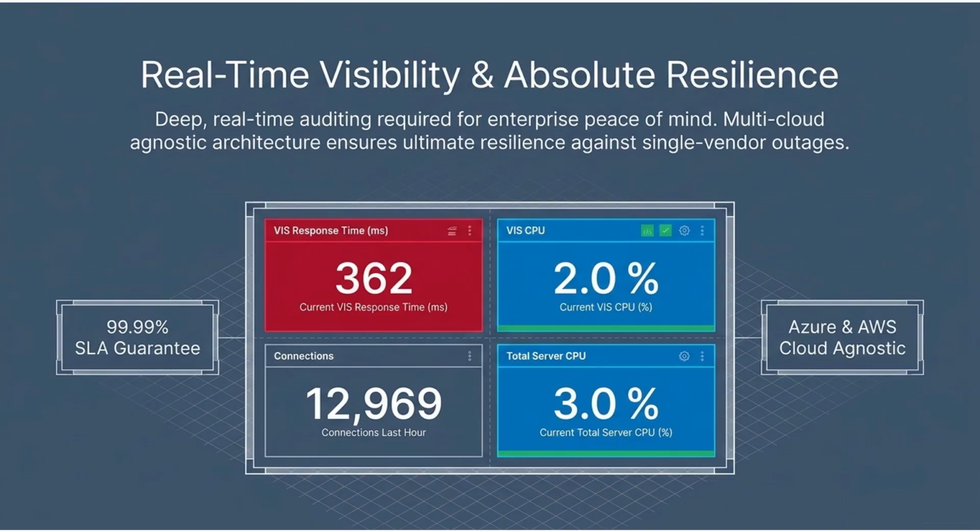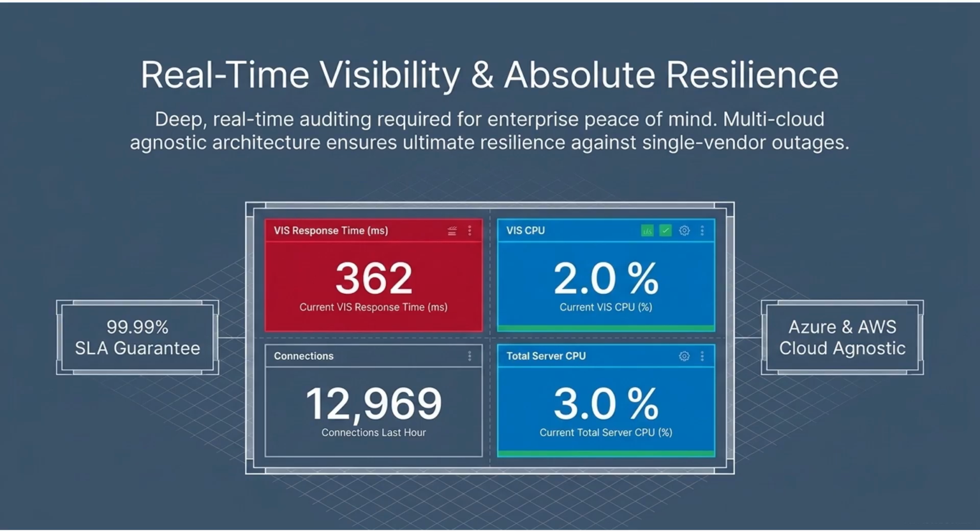We have this massive automated system funneling data and enforcing complex security rules. But putting all your identity eggs in one basket can be terrifying. What happens if a cloud provider has a massive outage? This is where real-time visibility and absolute resilience come into play. Optimal offers a 99.99% SLA guarantee. Four nines.